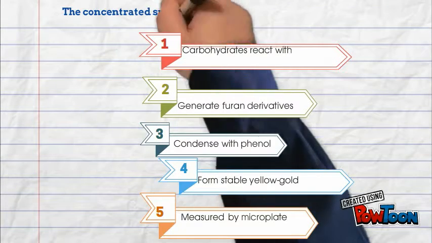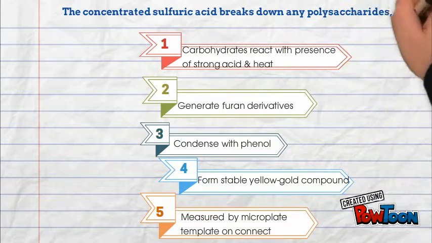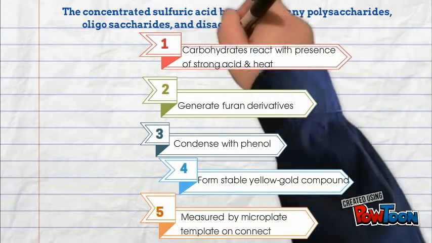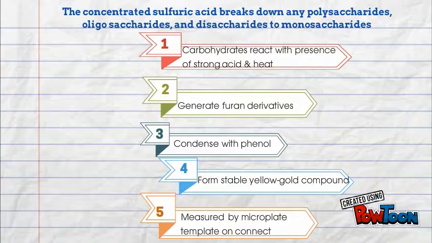The carbohydrate present will react with sulfuric acid and it will be heated. The phenol will react with the sulfuric acid as a result of pentose that has been dehydrated, producing a yellow-gold color. And lastly, it will be measured by a microplate reader.